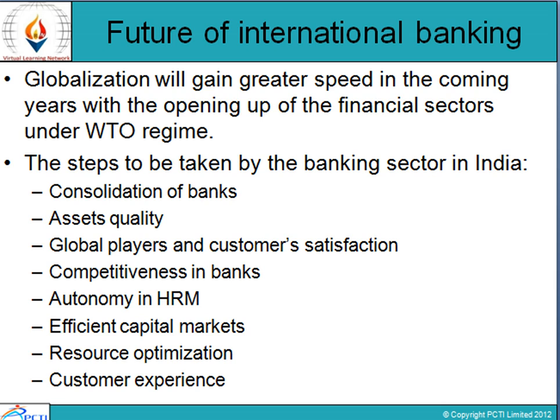Then comes resource optimization. Asset optimization includes unlocking money from the real estate sector. Then comes customer experience. This involves creating uniform transaction experiences, developing appropriate delivery strategies and strengthening CRM. They are very key requirements for a bank.